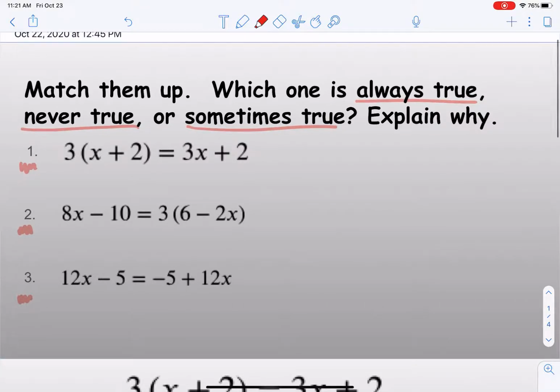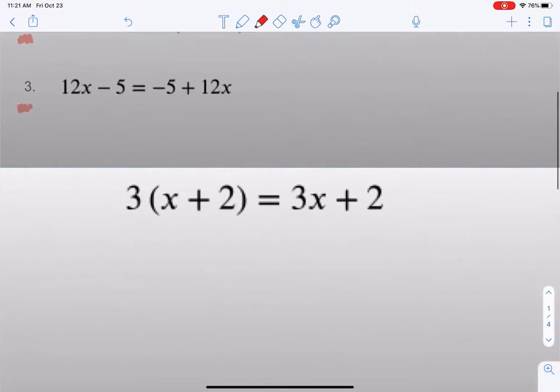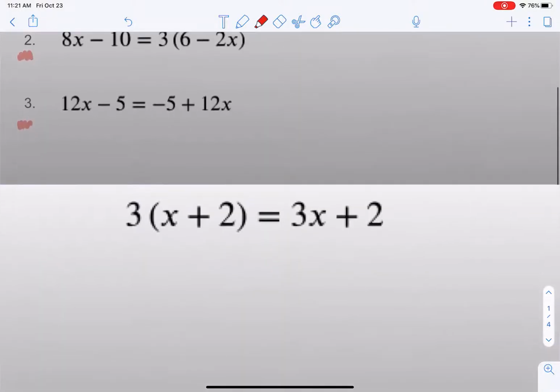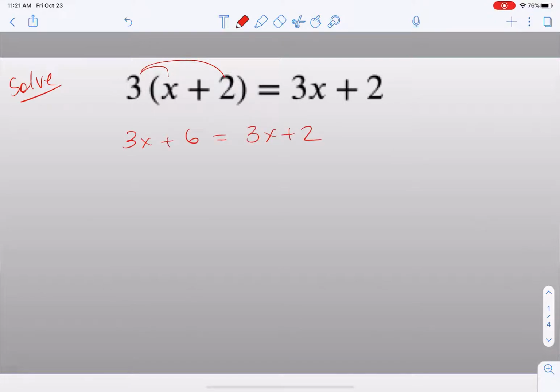All right, now that you've filled in the box question, we can move forward with our lesson today. So today we're going to talk about how to figure out if equations are always true, sometimes true, or never true. And we are going to start with this very first equation. So I am going to try to solve for x here. And when I do that, I think that will reveal quite a few things about whether it's always true, sometimes true, or never true. So the first thing that we want to do is distribute the 3 to both sides. So 3x plus 6 is equal to 3x plus 2.